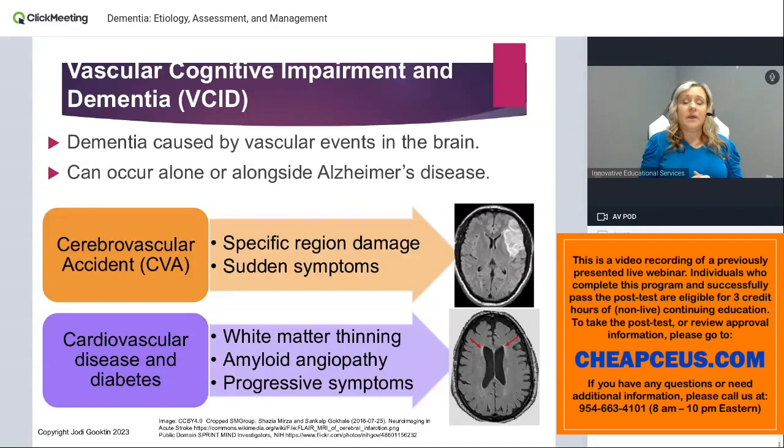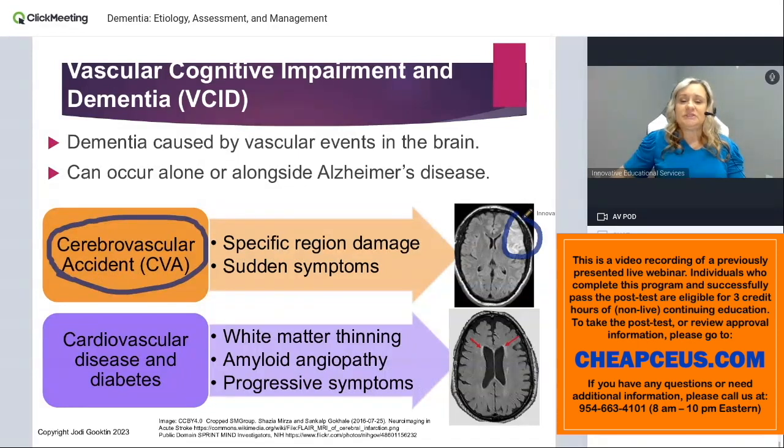Vascular cognitive impairment and dementia. This is going to be when there is specifically a vascular origin. Individuals with Alzheimer's disease can develop this, but it is a separate condition. A CVA we're all very well versed in. There's going to be a specific lesion in a specific area of the brain. Sudden symptoms will occur for the individual. And if it happens to be in the areas that manage these different neurocognitive domains, memory, thinking, executive function, then we will see those impairments. Sometimes this is referred to as post stroke dementia.